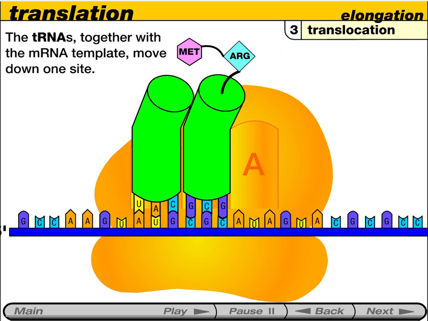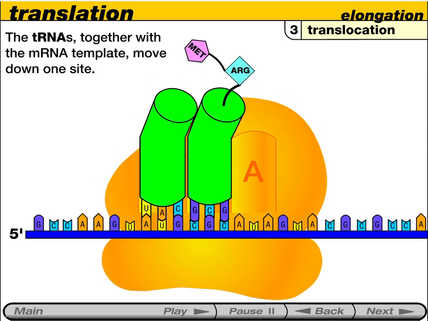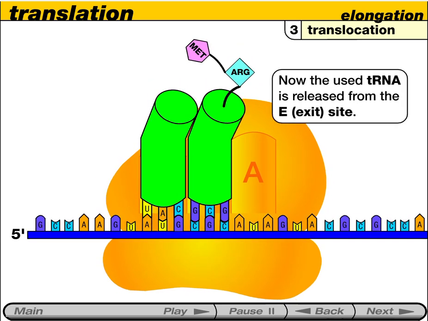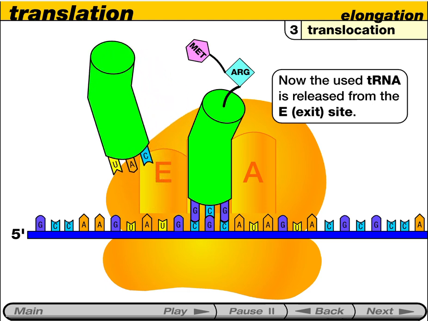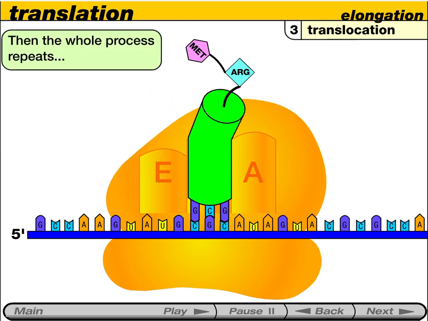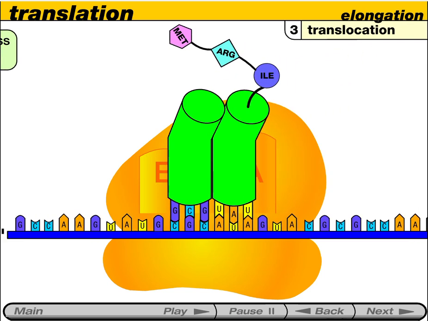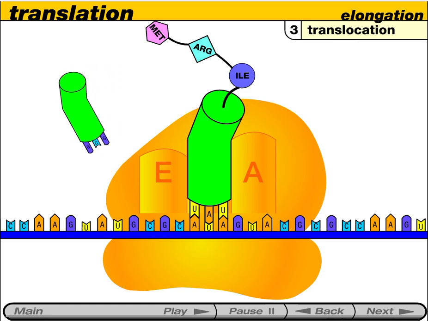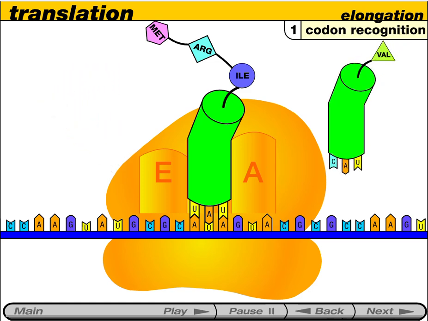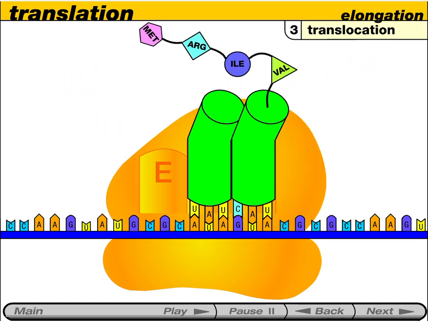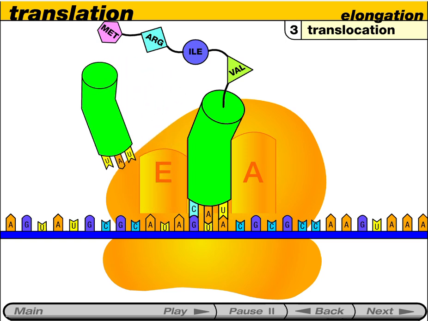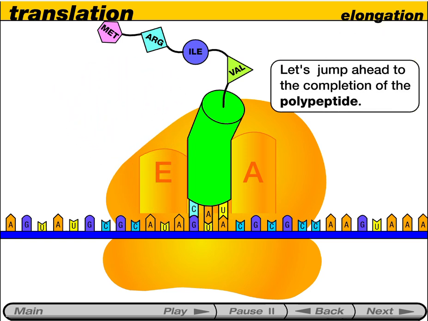The tRNAs, together with the mRNA template, move down one site. Now the used tRNA is released from the E or exit site. Then the whole process repeats. Let's jump ahead to the completion of the polypeptide.